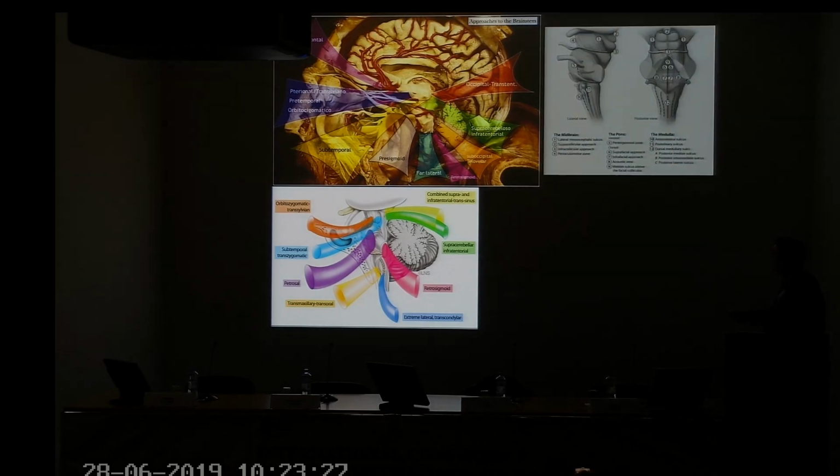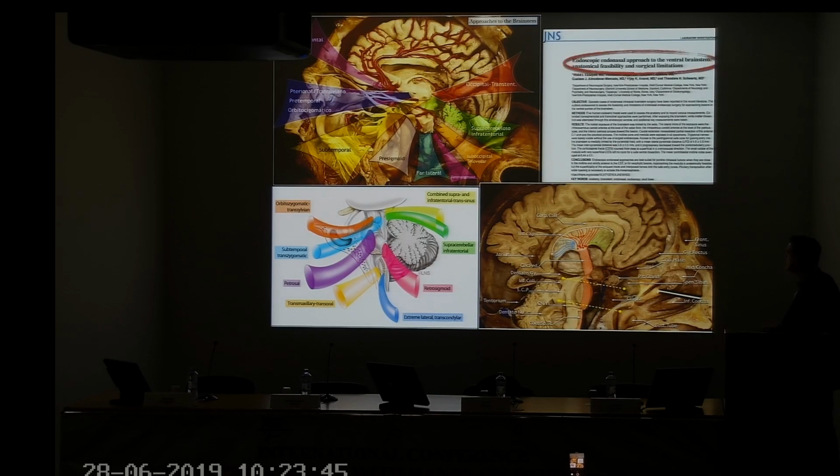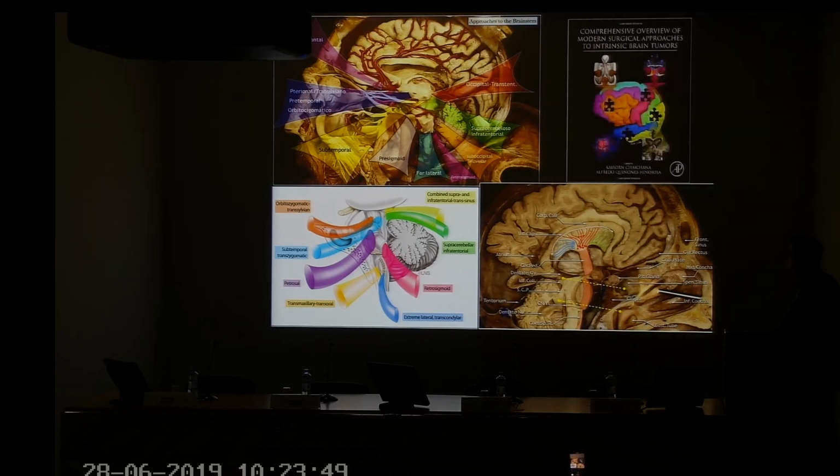The different aspects of the brain is okay, and again, the challenge for me is the use of the endoscope to reach the upper part, the middle, and the inferior part of the pons. It is a real challenge for me. There are so many articles, it doesn't matter, and you can read all this presentation in this book.